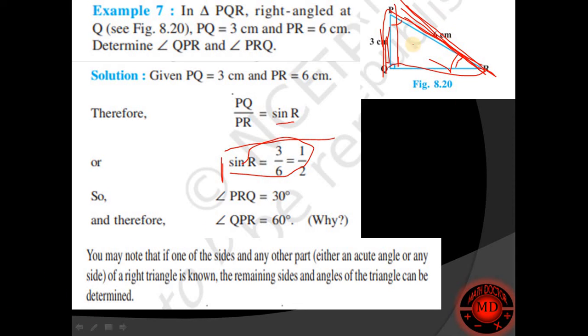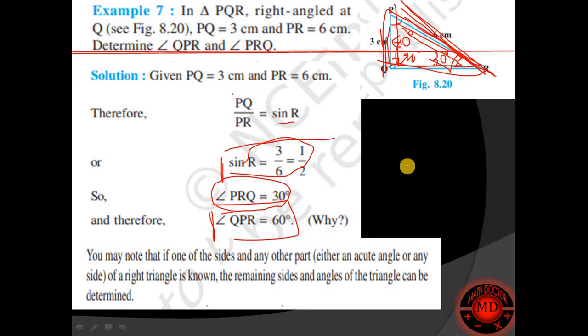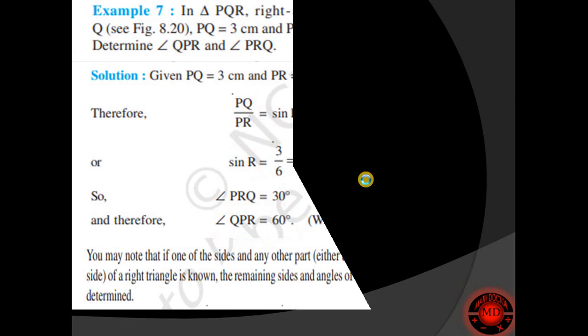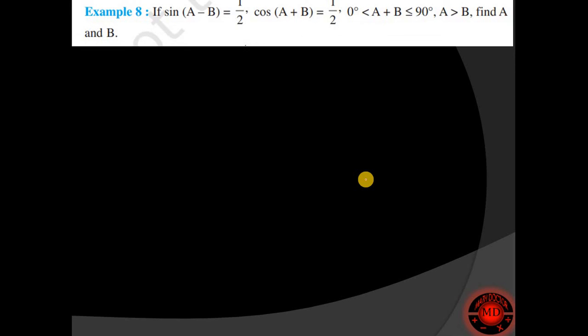Then we will get PRQ equal to 30 degrees, and similarly QPR must be, if it is 90 degrees, we know that the sum of all angles inside the triangle is 180 degrees, so this should be equal to 60 degrees and this should be equal to 30 degrees. So that's the idea, I would say. This is how we solve this particular question.